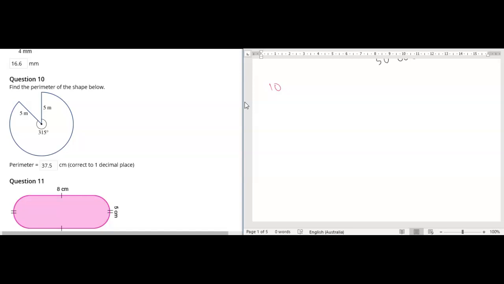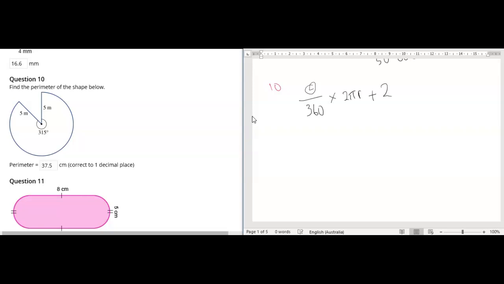And I know when I first did this question, I didn't do it properly. All right, so what we need to do, the formula for this is theta over 360. So we're just looking for the portion of the circle that we want. Then we multiply that by 2 pi r, which is the circumference of a circle. And then we're going to add on our 2 radius.